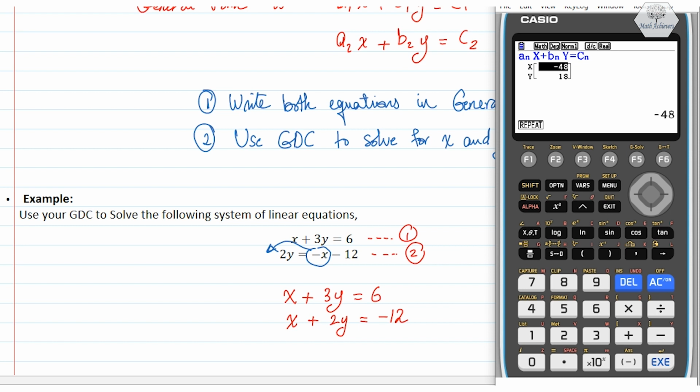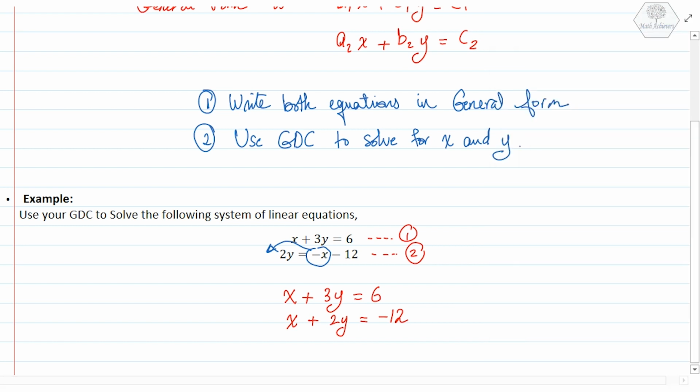So the solutions are x is equal to negative 48 and y is equal to 18. By this, we could find the solution for these simultaneous equations having x to be negative 48 and y equal to 18.